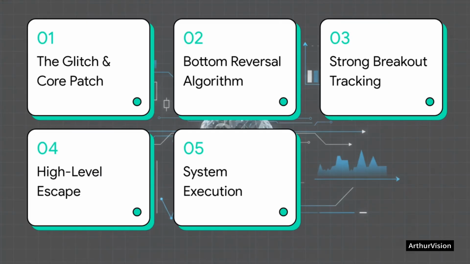Here's our system installation menu for this session. We'll kick things off with Section 1, the glitch and core patch. Section 2 is the bottom reversal algorithm. Then Section 3 covers the strong breakout tracking module. Section 4 brings in the high-level escape protocol. And we'll wrap up with Section 5, system execution.